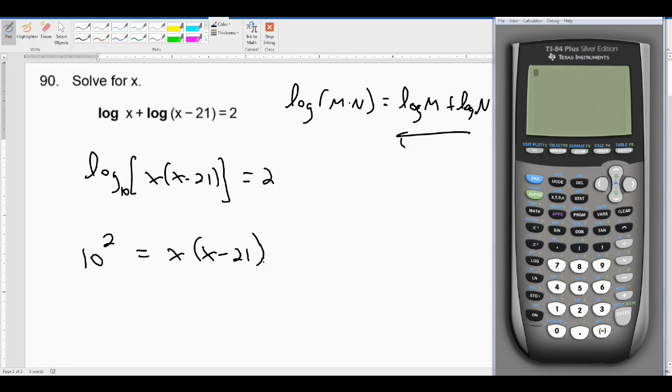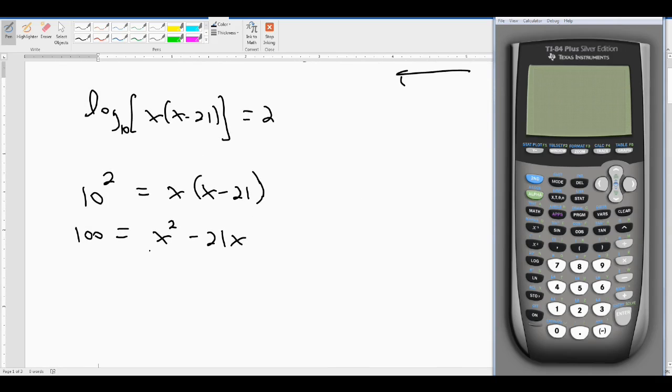Now the reason why it's more difficult is because of what's going to happen next. 10 squared is 100. X times x is x squared. X times minus 21 is minus 21x. You have a quadratic. Anytime you have a quadratic, you have to get it equal to 0. So I'm going to subtract 100, because 100 minus 100 is 0. And we have a quadratic equation that we have to solve.